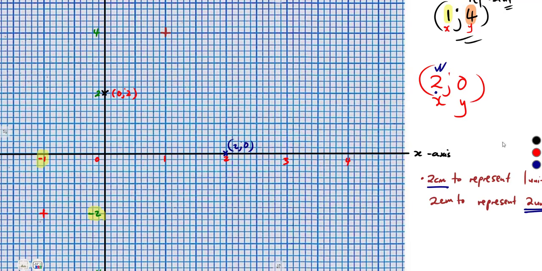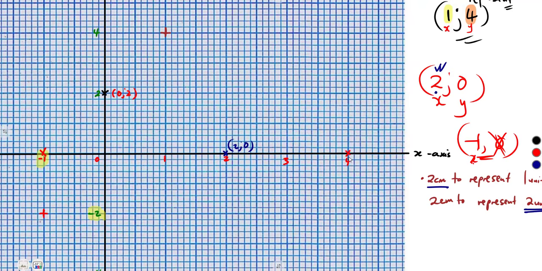So that's our point 2, 0. If it was minus 1, 0, the same thing, minus 1, 0. We do not have the y value. What we're given is the x value. X at minus 1. Where x is at minus 1, you mark the point. That's the point minus 1, 0. You mark the point there. That is how you simply play around.